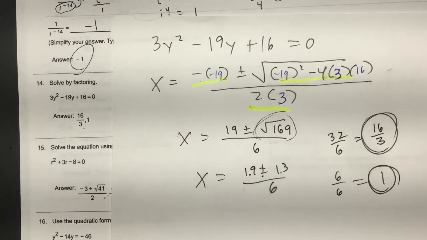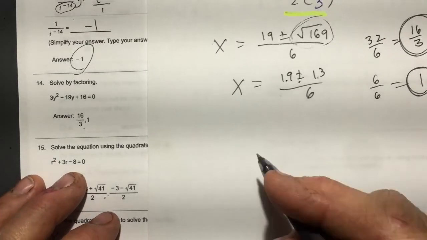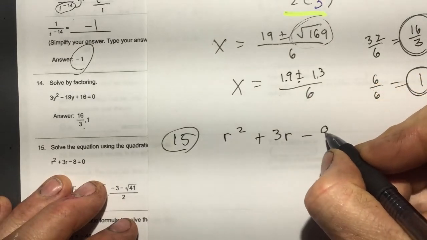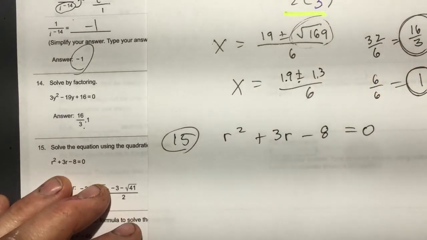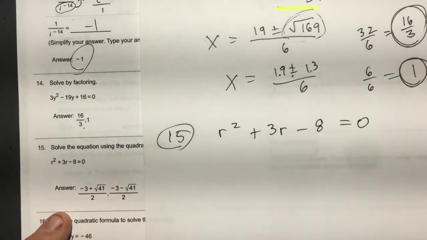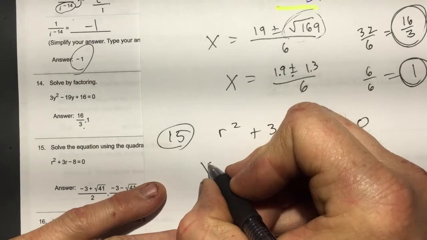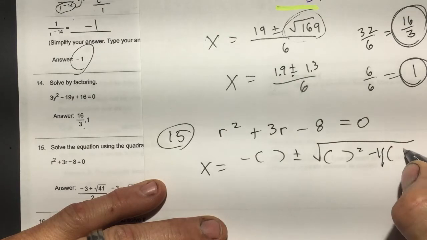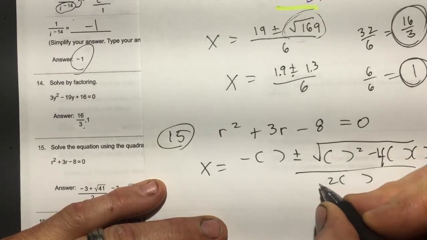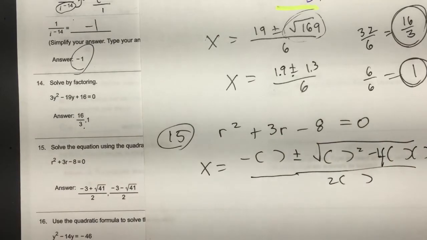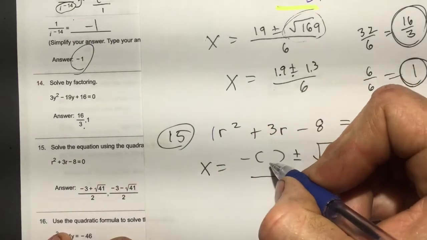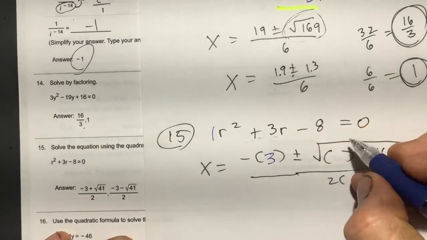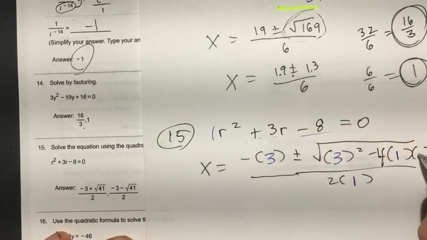Okay, let's go to 15. r squared plus 3r minus 8 equals 0. Another quadratic one. All right, let's sing again. x equals negative b plus or minus the square root of b squared minus 4ac all over 2a. So my a this time is a 1. So there's a 1 goes here and here. b is a 3. 3 goes in there and here. And then my c is negative 8. That's all the way down here at the end.